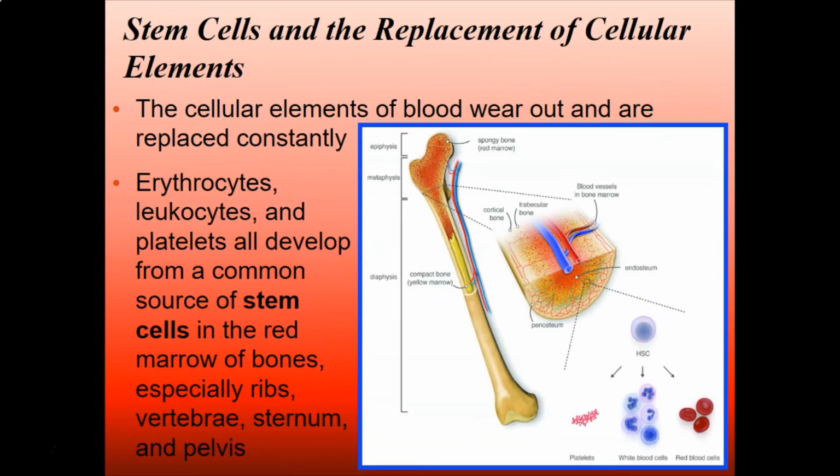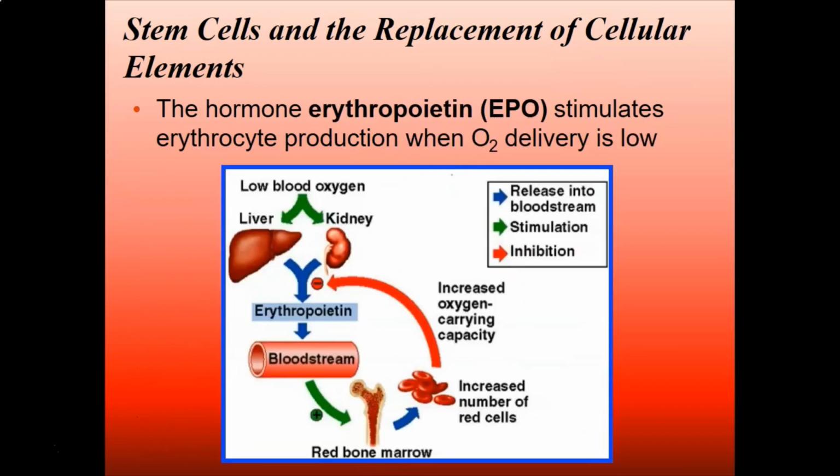All right, so stem cells and the replacement of cellular elements. Your blood cells wear out and they have to be replaced all the time. So whether you're talking about red blood cells, white blood cells, or platelets, they all come from stem cells in the red marrow of your bones, mainly your ribs, vertebrae, sternum, and pelvis. Right? So you're always making these new blood cells. The hormone erythropoietin, or EPO, stimulates erythrocyte production, which is called hematopoiesis. And this gets triggered by erythropoietin, especially when your oxygen levels get lower, you're hypoxic.